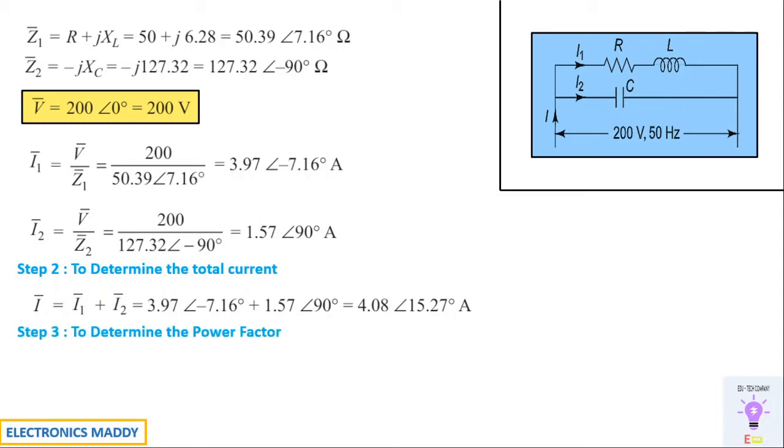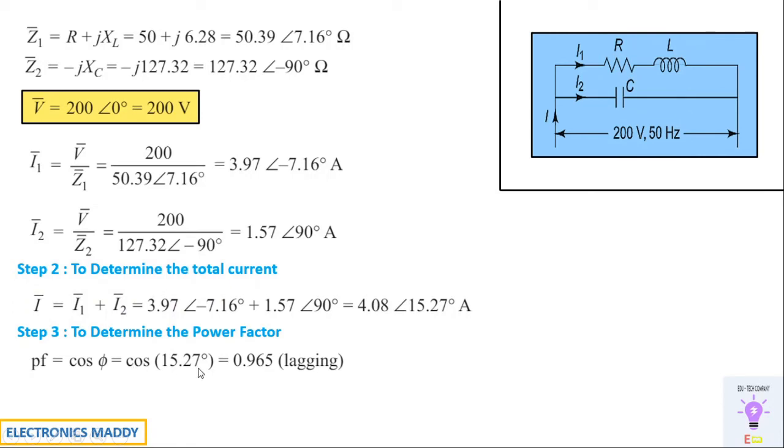Next step is to determine the power factor. We have found out the current in polar form, that is at 15.27 degrees. The power factor is defined as the cos of the phase angle difference between I and V. So V is at 0 degrees and I is at 15.27 degrees. So the phase difference is 15.27 degrees.